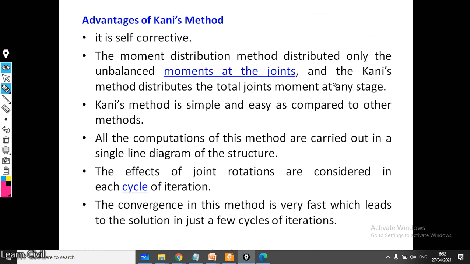Then in this method, the effects of joint rotation are considered in each cycle of iteration. The convergence in this method is very fast, which leads to the solution in just a few cycles of iteration. In the moment distribution method, we iterate the unbalanced moments until they are negligible, but in this method we get the final solution in very few steps.